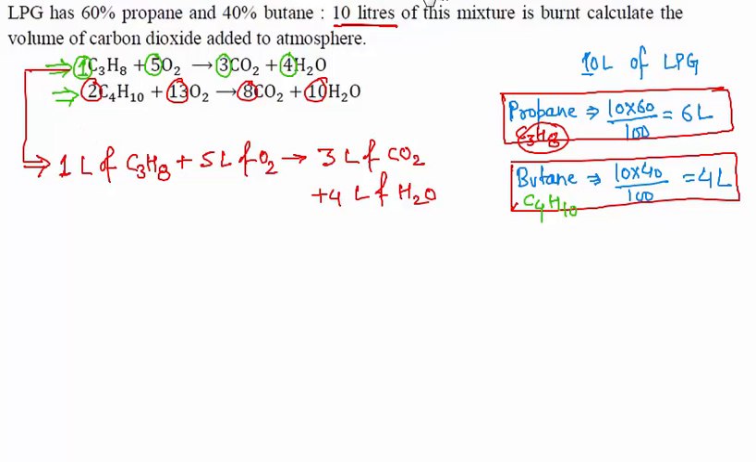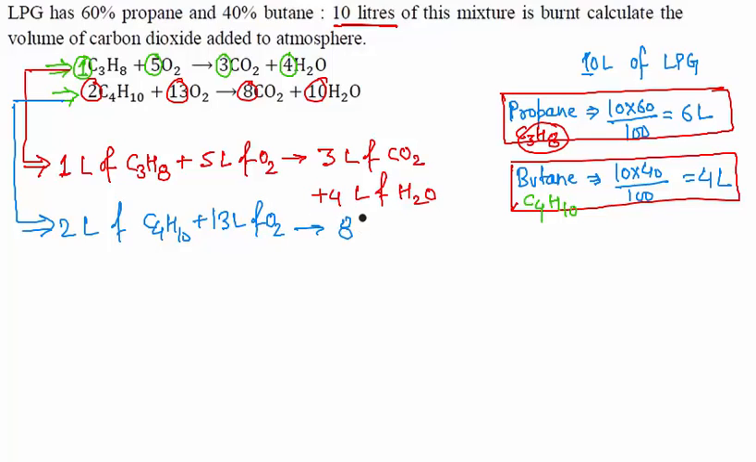Again, you can draw information from the second reaction: 2 liter of C4H10 reacts with 13 liter of oxygen, and that gives you 8 liter of CO2 plus 10 liter of water. Okay, it's very simple. Now conceptually the question is over.